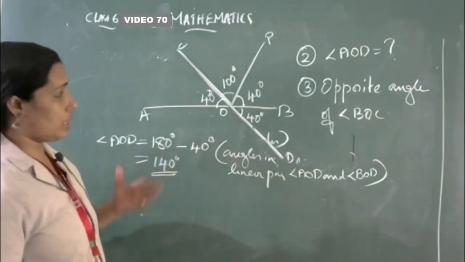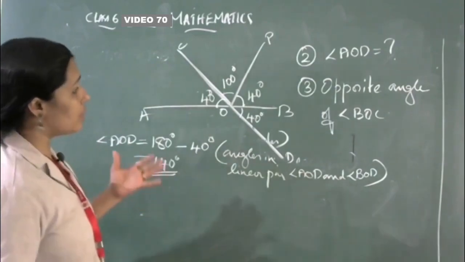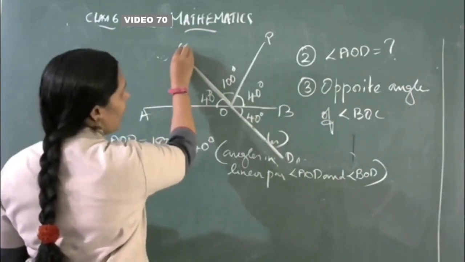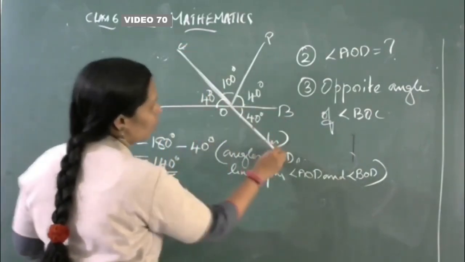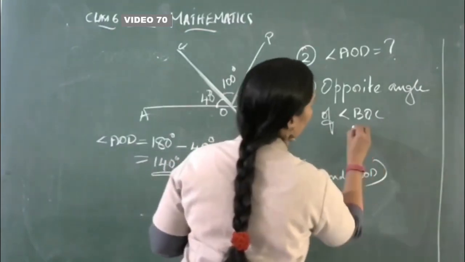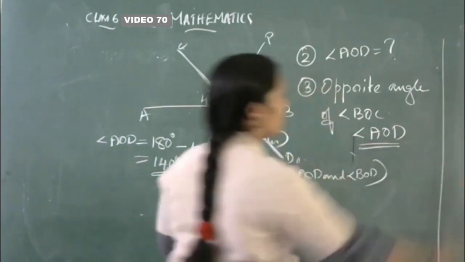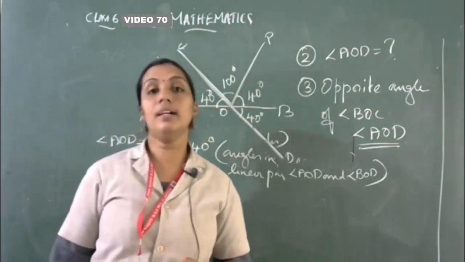Then the third question: which is the angle opposite to angle BOC? Where is angle BOC? Which is the angle opposite to angle BOC? Yes, it is angle AOD. So, this is the third answer. Got it, children?